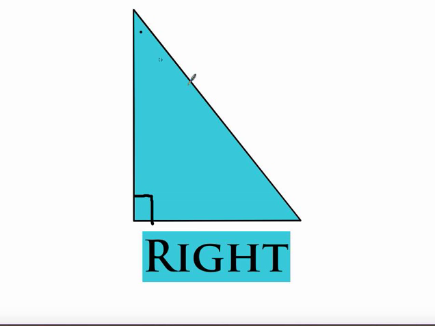Now some of you might say, but wait a minute, these two are acute, so isn't it an acute triangle too? No. Remember, acute triangles, all of them have to be acute. This one has a right angle, so this is called a right triangle. Okay? So if it's going to be acute, all of them have to be acute. If you see a right angle, it's a right triangle.